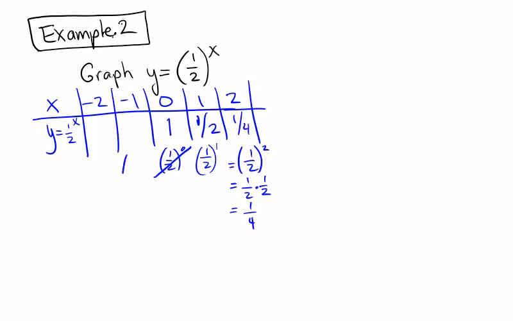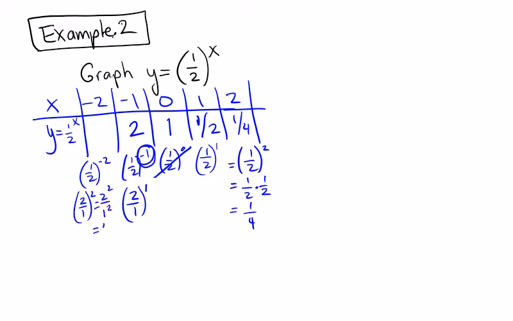Now let's address 1/2 to the -1. Well, what happens with 1/2 to the -1? Whenever we have a negative exponent, it's going to take our fraction and flip it over. So it's going to become 2/1, and then our exponent changes from a negative to a positive. So that means at -1, we're going to be at +2. We then do the same thing with 1/2 to the -2. That becomes 2/1 to the second, which becomes 2 squared over 1 squared, which is 4/1, or 4.